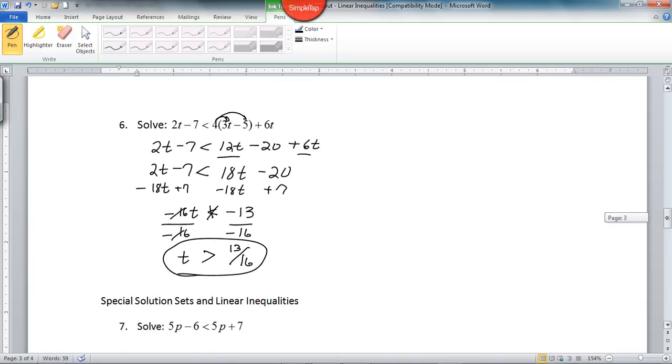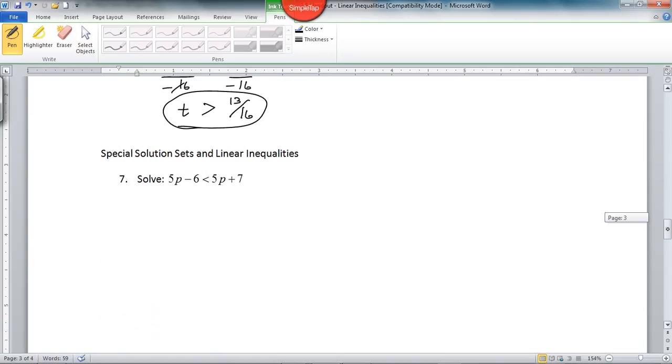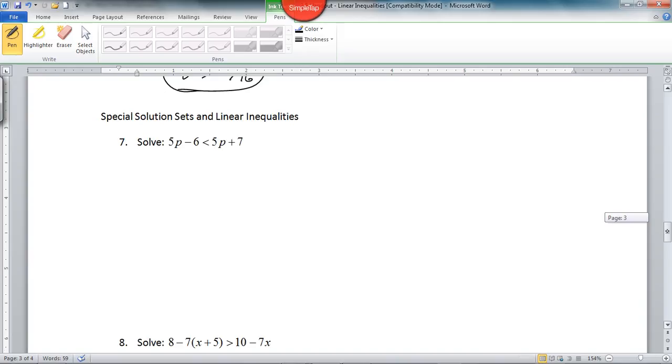So t is greater than 13/16. All right, there are a couple of special solution sets, and numbers 7 and 8 are going to have examples of that. Take a look at this one. 5p minus 6 is less than 5p plus 7.